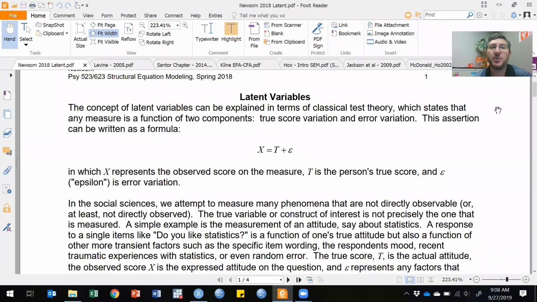Hey everybody, welcome to our introduction to confirmatory factor analysis. I want to start off just talking about the reading summary.